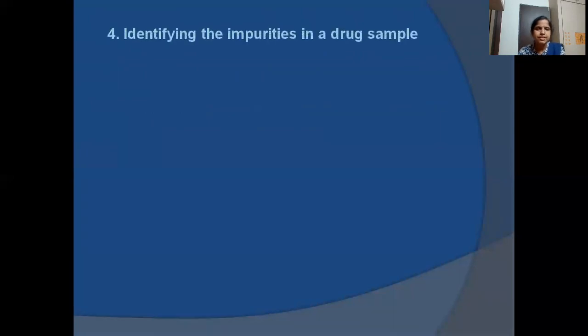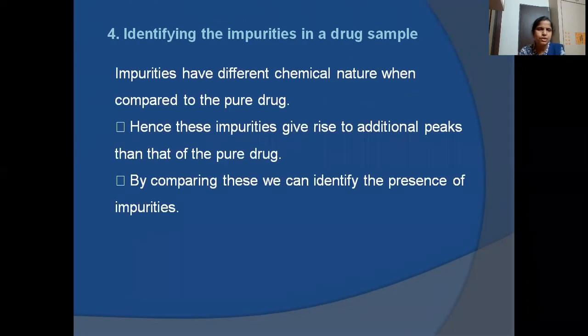Now we can also identify the impurities in a drug sample. So how we can identify is not only in drug samples, in any chemical industries or organic samples also we can identify the impurities, because by just running the spectra, we'll get the IR spectra, and we have to compare that with that of a pure drug. So impurities have different chemical nature when compared to the pure drug. Hence these impurities give rise to additional peaks than that of the pure drug. By comparing this, we can identify the presence of impurities.